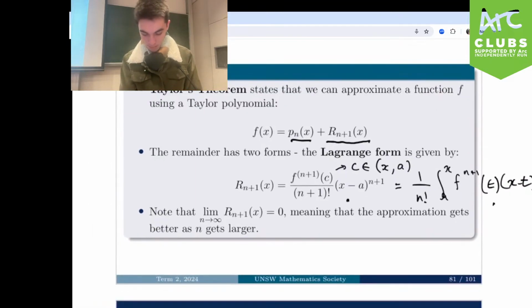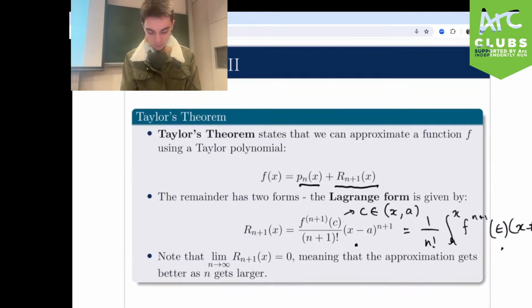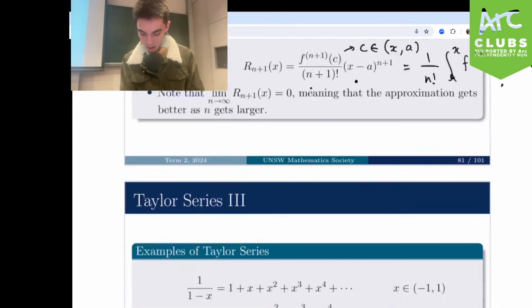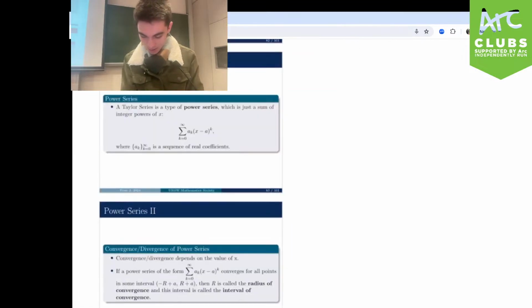Maybe you'll notice that in general, the approximation does get better as n goes to infinity, because the remainder here will go to 0 as n goes to infinity.